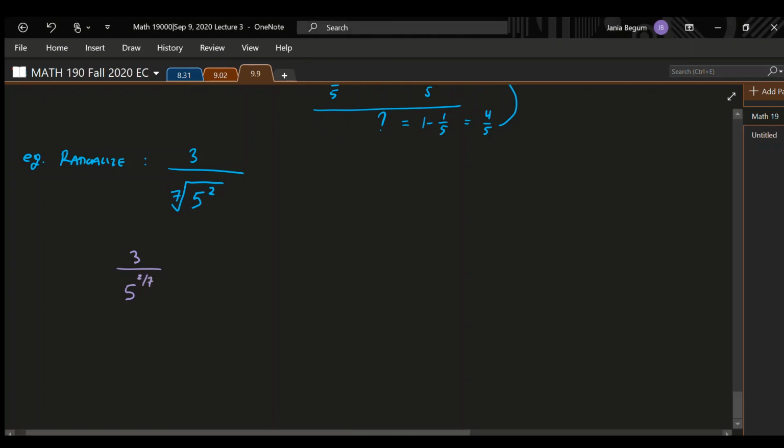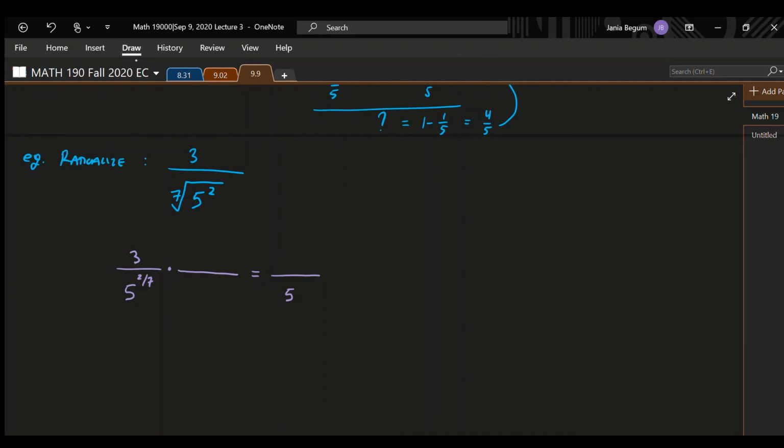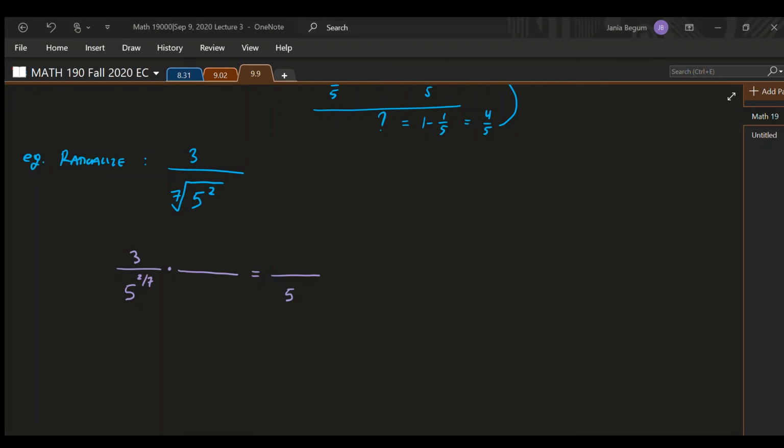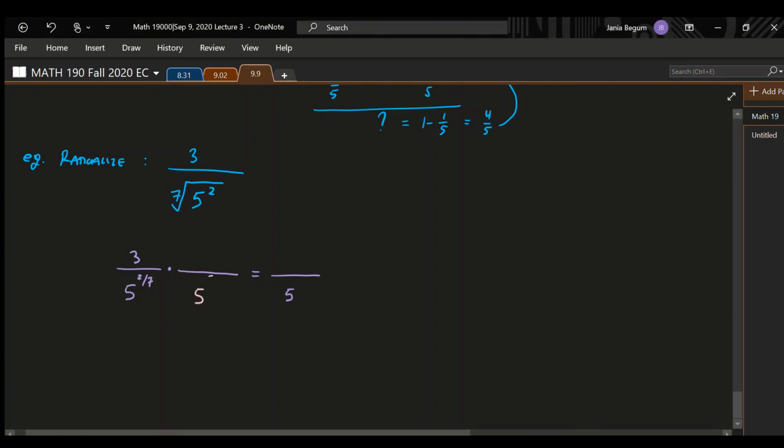Right. So now we want to figure out what is this magical number so that at the end we only have 5 on the bottom as a result. And then we just figure out what goes on top. So what is that magical number we need? Okay, so 5 to the power of 5 over 7. Let's check, right? So 2 over 7 plus 5 over 7, that's 7 over 7, that's 1.